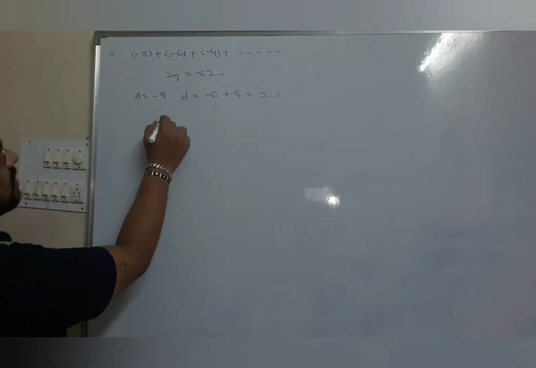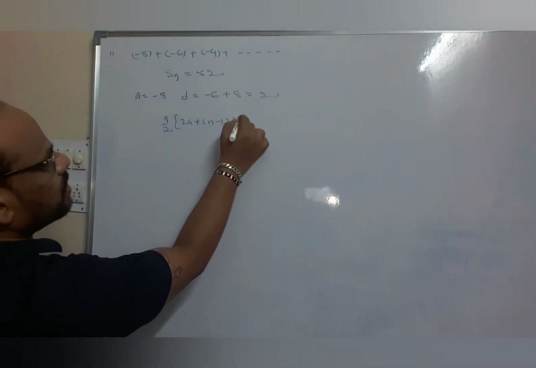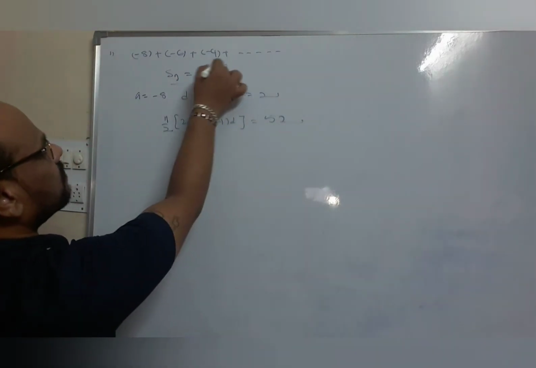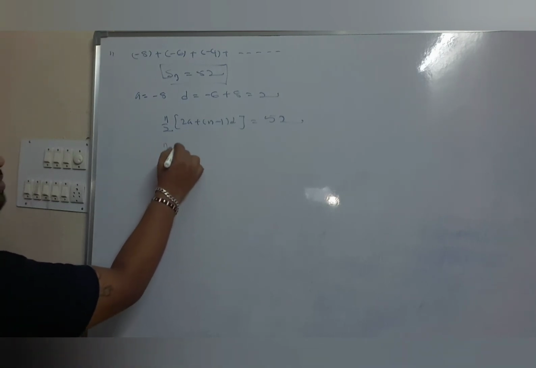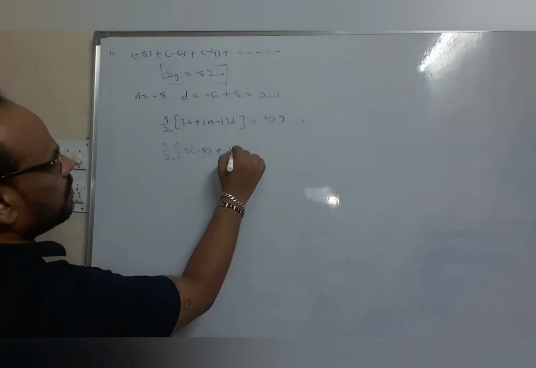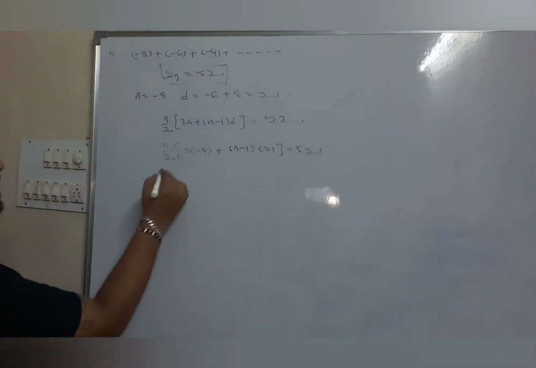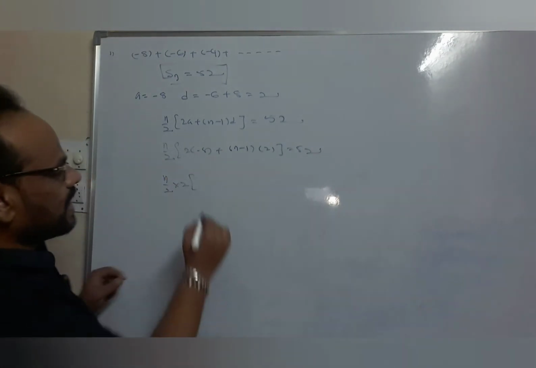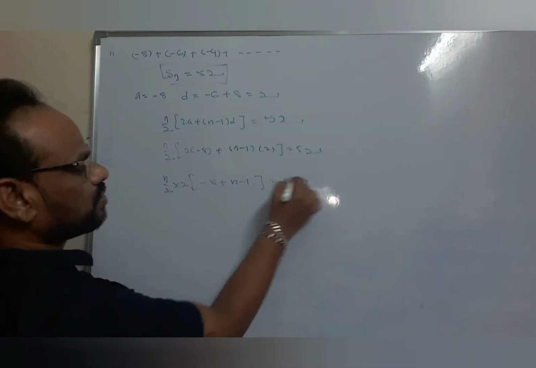That is n by 2 into (2a plus (n minus 1) into d) is equal to how much? 52. Why? Because Sn is equal to 52. So n by 2 into (2 into a, the value here is minus 8, plus (n minus 1) into 2) is equal to 52. Take 2 as common: n by 2 into 2, and remaining minus 8 plus n minus 1, is equal to 52.